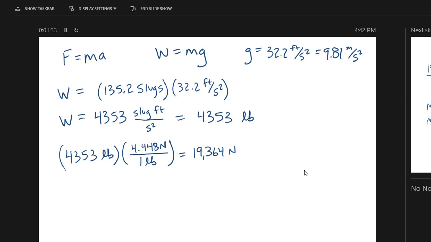So we're doing all right with that? I'm just taking the mass times gravity. That gets me into pounds. When I take slugs times foot per second squared, I get a slug foot per second squared. That is a pound. Okay, they're equivalent. Then I can convert the pounds into newtons, 4.448 newtons per pound.